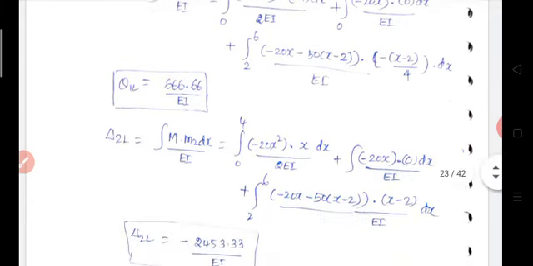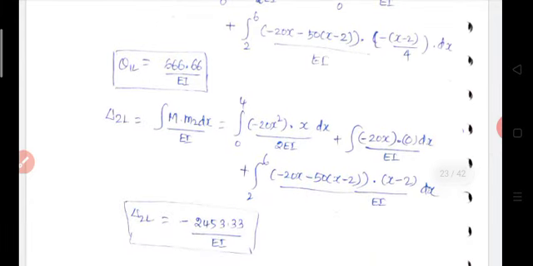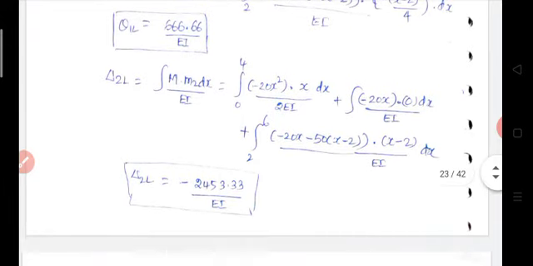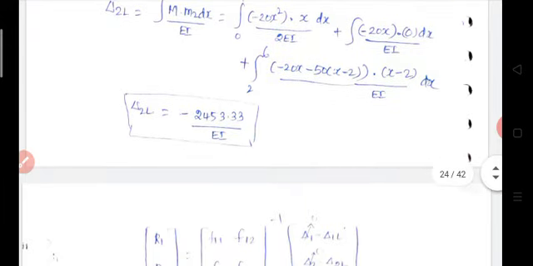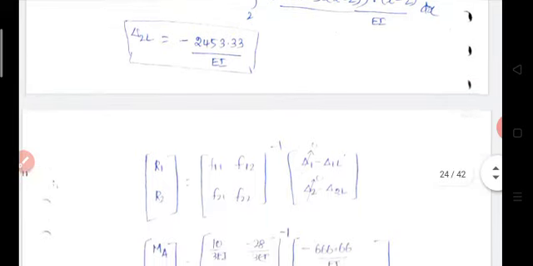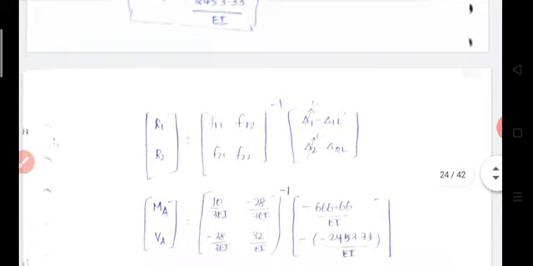Then deflection in the second coordinate is equal to integration of capital M small m2 dx divided by EA. Now, substitute m and m2 values for each and every portion and integrate it. Finally, the deflection is equal to minus 2453.33 divided by EA. Okay.